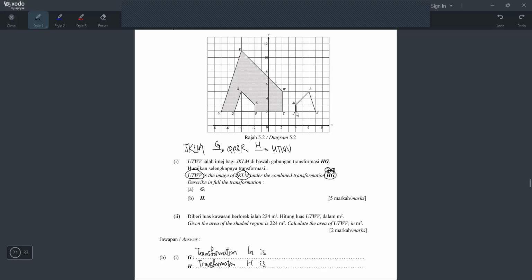Yang ini, cuba tengok ni. Yang 90 degree, dia dekat sini. So the 90 degree should be here, but it's not here anymore. It becomes here already. So definitely the orientation sudah tukar. So it's either reflect or rotate.